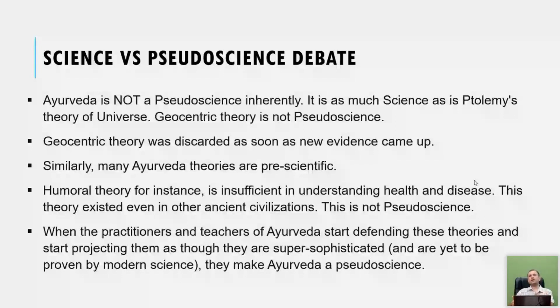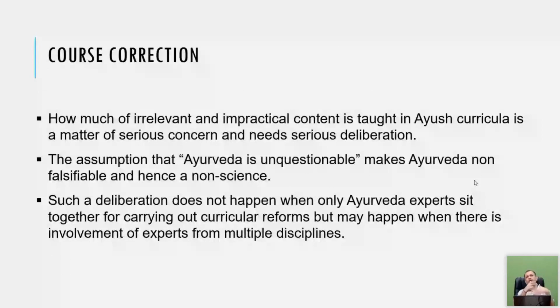Similarly, many Ayurveda theories are pre-scientific. Humoral theory, for example, is insufficient in understanding health and disease, right? Especially the details. So this theory existed even in other ancient civilizations, and this is not pseudoscience. Tridosha theory is not pseudoscience. Let us be very clear. But when the practitioners and teachers of Ayurveda start defending these theories and start projecting them as though they are super sophisticated, and sometimes even go to the extent of arguing that these are yet to be proven by modern science, now they make Ayurveda pseudoscience. Right? Hope I'm clear.